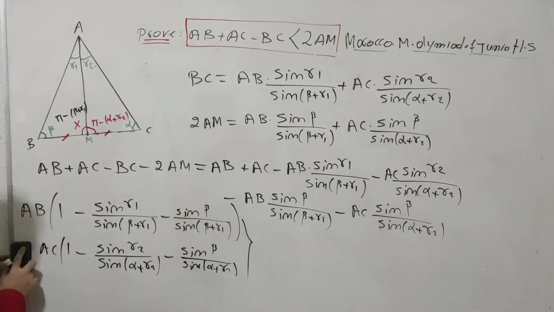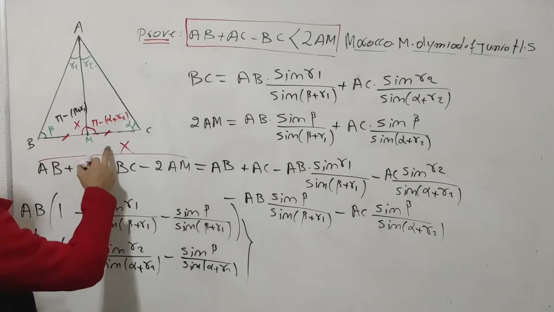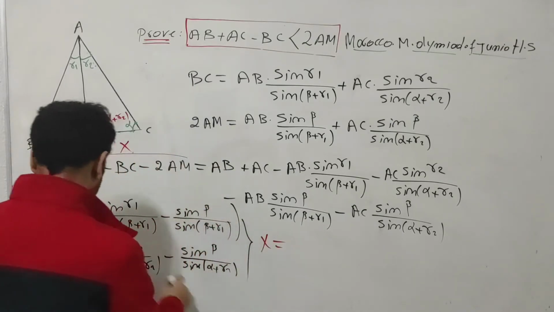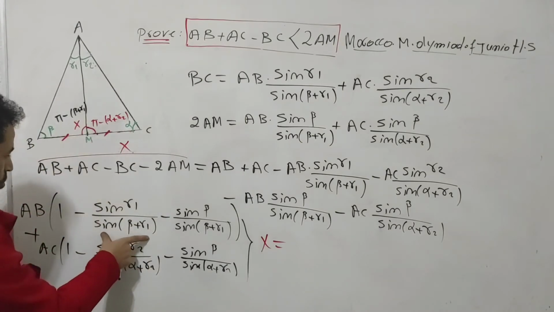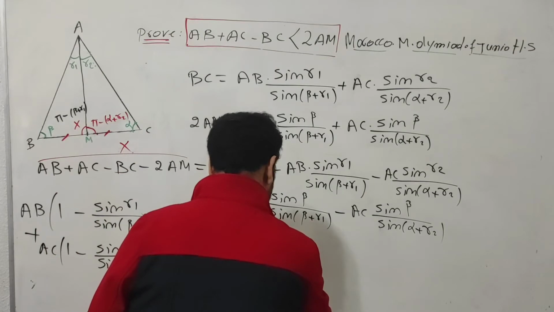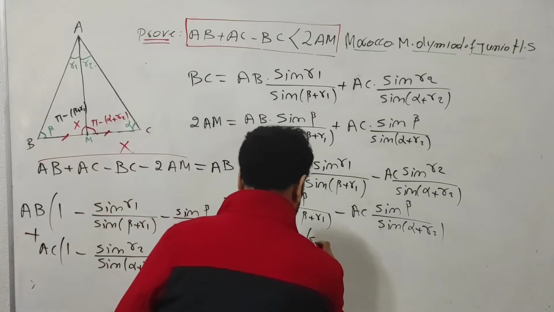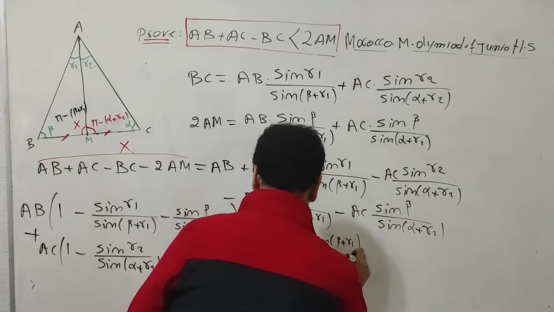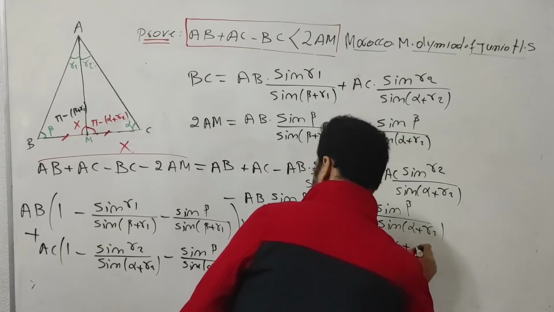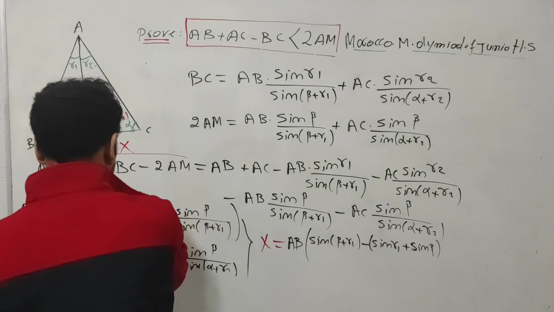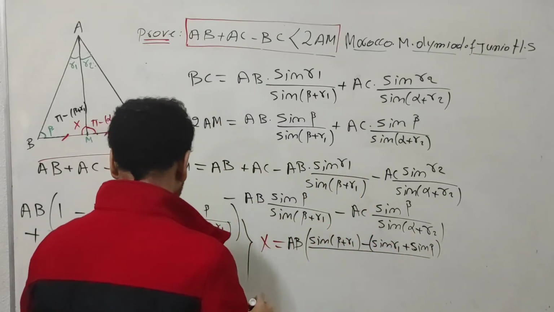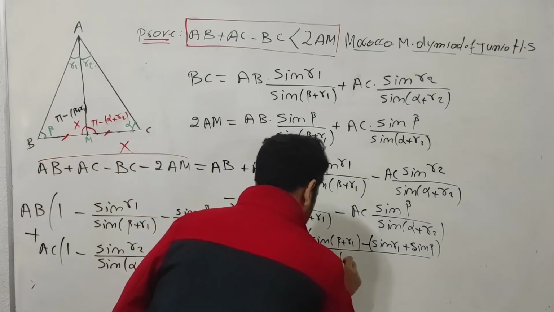Okay? Plus this one. Let's call this term a capital X term. So X capital term equal to these two terms. I'm going to put sine beta plus gamma 1 as a common denominator for the first term. So I will have AB multiplied by sine beta plus gamma 1 minus sine of gamma 1 plus sine of beta, by taking the minus sign outside of these two terms as a common factor, divided over sine beta plus gamma 1.